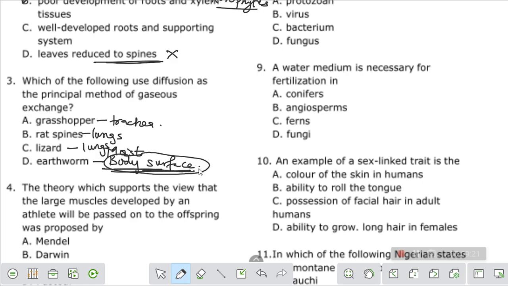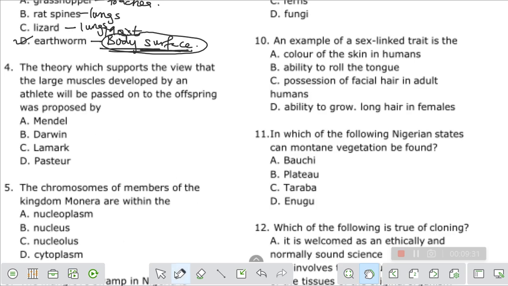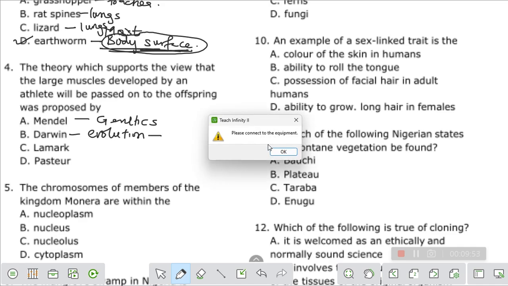The next one: the theory which supports the view that the large muscle developed by an athlete is passed on to the offspring was proposed by A. Mendel, B. Darwin, C. Lamarck, D. Pasteur. I told you that Mendel worked on genetics; he's the father of genetics. Darwin worked on evolution, and he proposed the theory of natural selection, if I can still remember. I explained that in the previous video I sent yesterday.